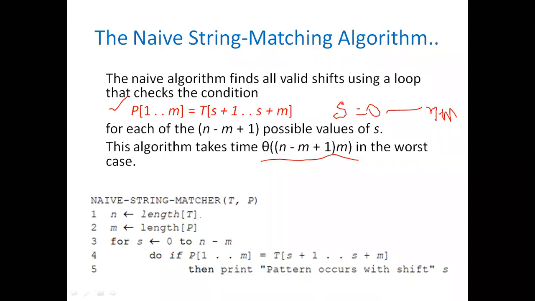n is the length of the text, m is the length of the pattern. s runs from 0 to n minus m.